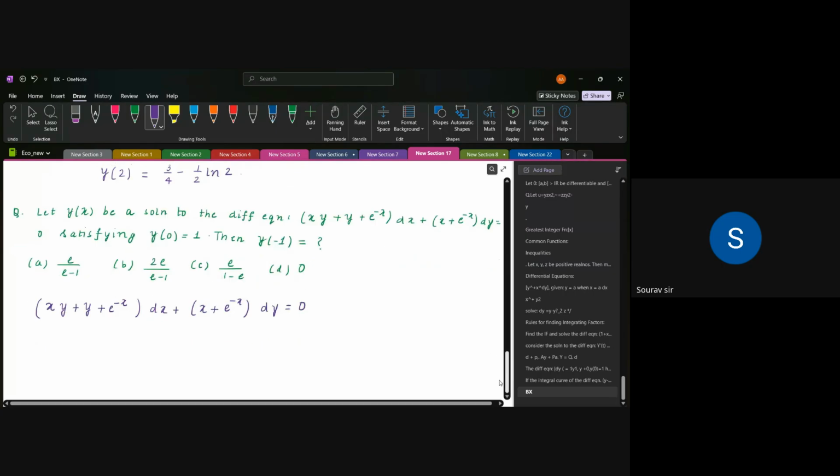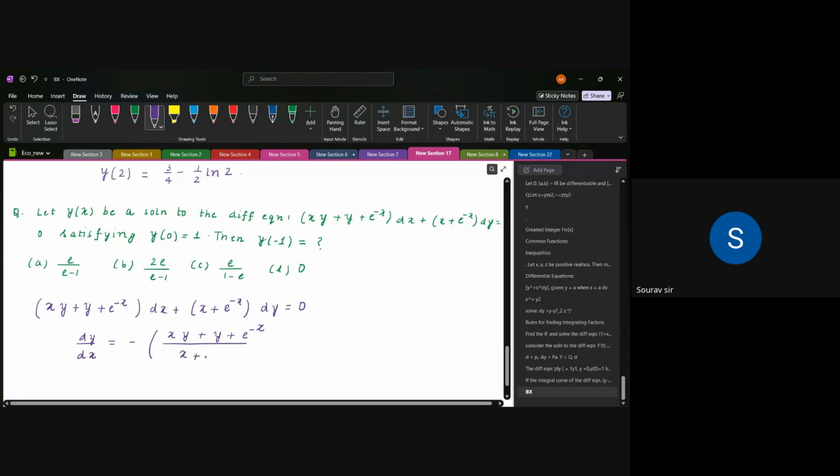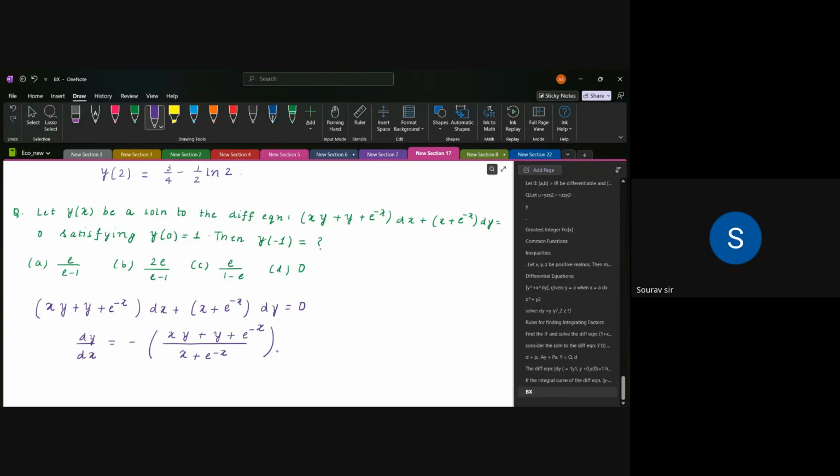So for Bernoulli, I need the dy by dx form. So dy by dx will be minus of (xy + y + e to the power minus x) divided by (x + e to the power minus x). They are getting this, right? Yes, sir.